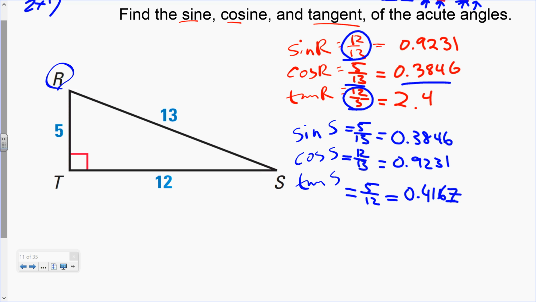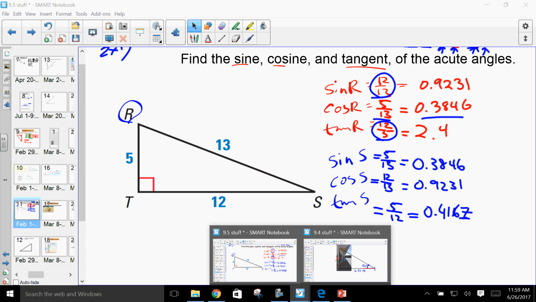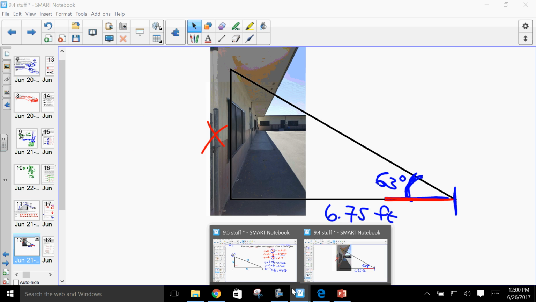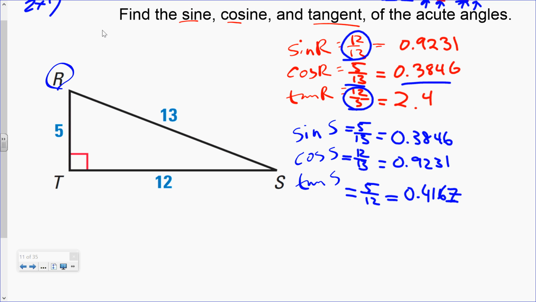Watch this. Now I'm about to tell you how we're going to find the height of this building. Remember I was kneeling down with my chronometer last week? The angle of elevation was 63 degrees. With my laser beam, I was able to tell that when I was kneeling down, I was 6.75 feet away from the wall. Now, how am I going to find this? Here's how. You have your calculator in front of you. I'm about to give you the power of trig.